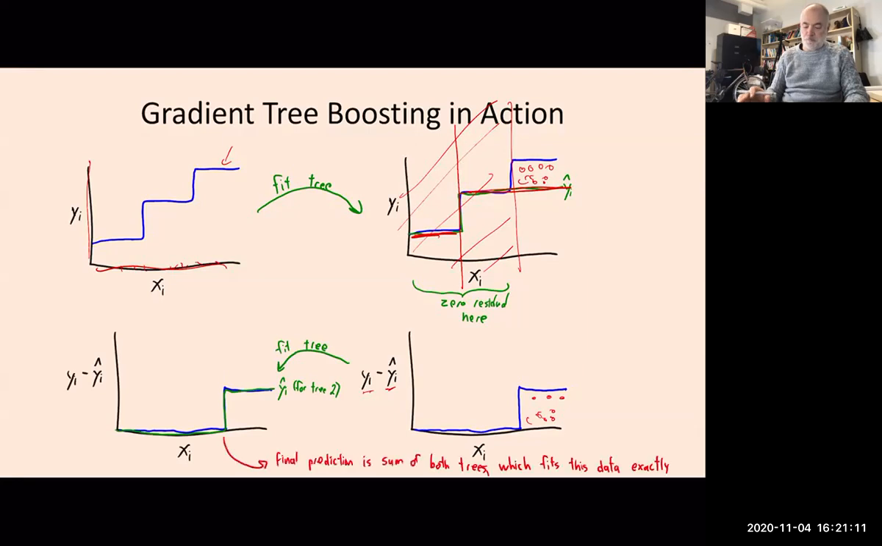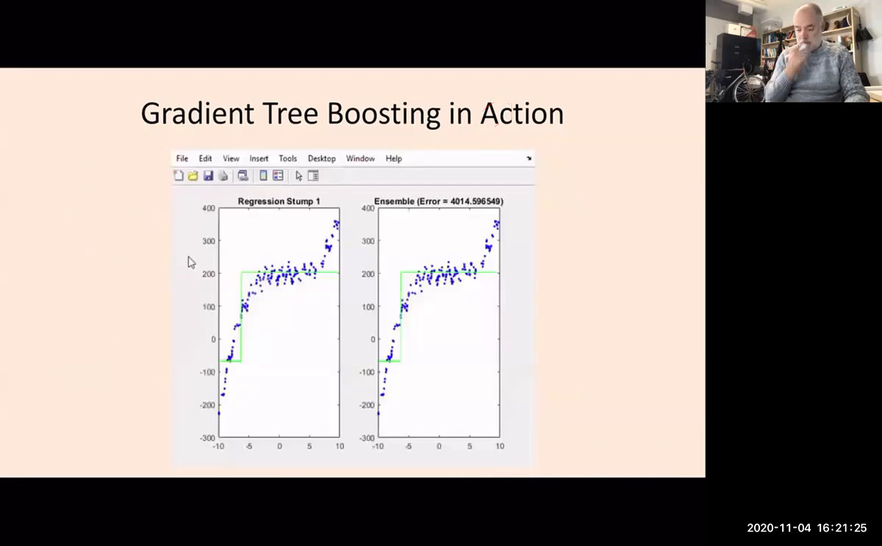Okay, fine. The prediction then is the sum of the both trees, which in this particular case would fit the data exactly because the residual in this entire region is also 0. Okay. So we can watch gradient boosting in action.